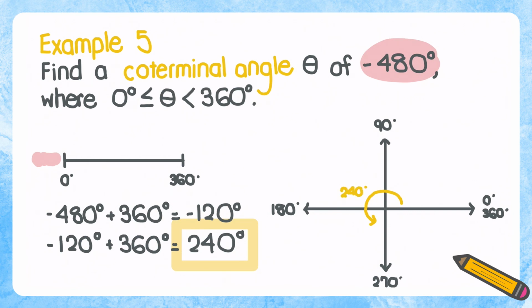And so what does this look like on a coordinate plane? Here's the terminal side of 240 degrees. And notice how even if we go negative 480 degrees, so remember in that clockwise direction, we end up on the same terminal side. And since we end up on the same terminal side, these are coterminal angles. And that negative 120 degrees we found in the middle would also be a coterminal angle.